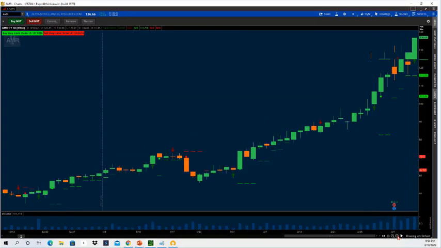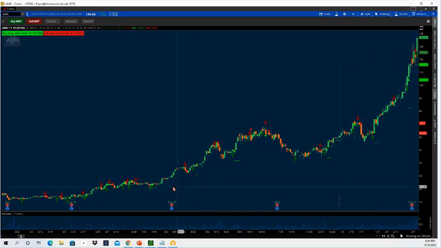Thanks for sharing that. And again, just to give you a broader perspective, you can see all the buy and sell signals as the trend progressed here. So that's a great one.